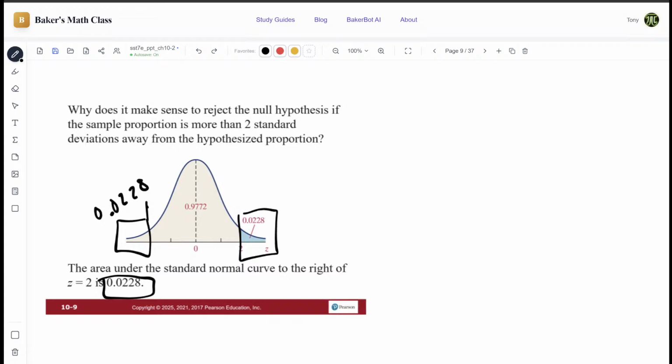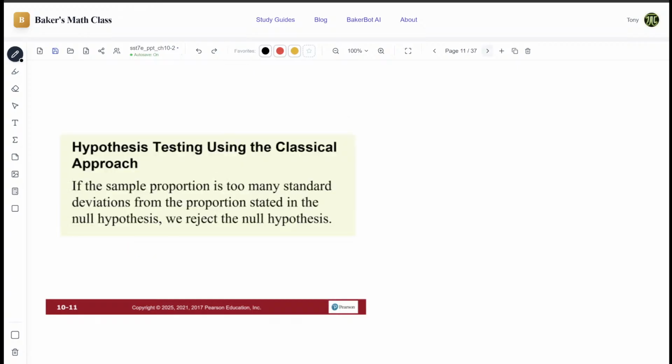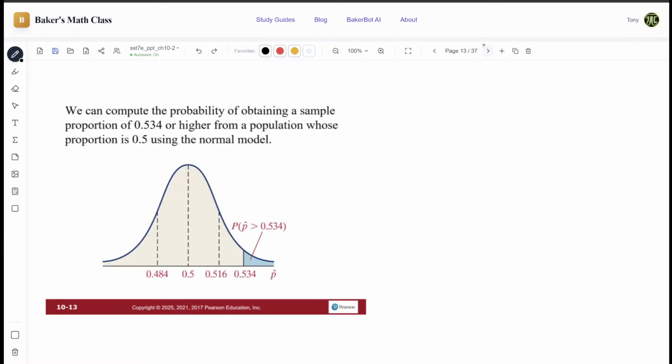So what kind of a test are we basically looking at when we're looking at 2 standard deviations? If we're going both directions, it's a 2-tailed test, right? So we're there. It's going to be somewhere over there. That would be considered to be an unlikely situation, so therefore we would be able to reject the null hypothesis. So if the sample proportion is too many standard deviations away from the mean, we reject it.